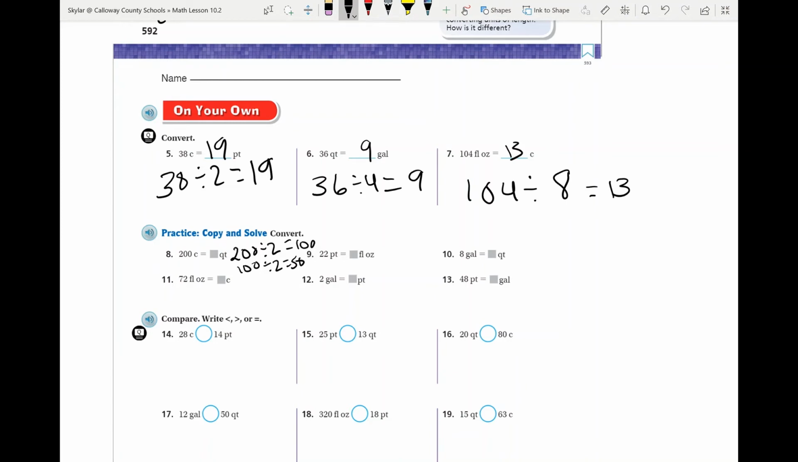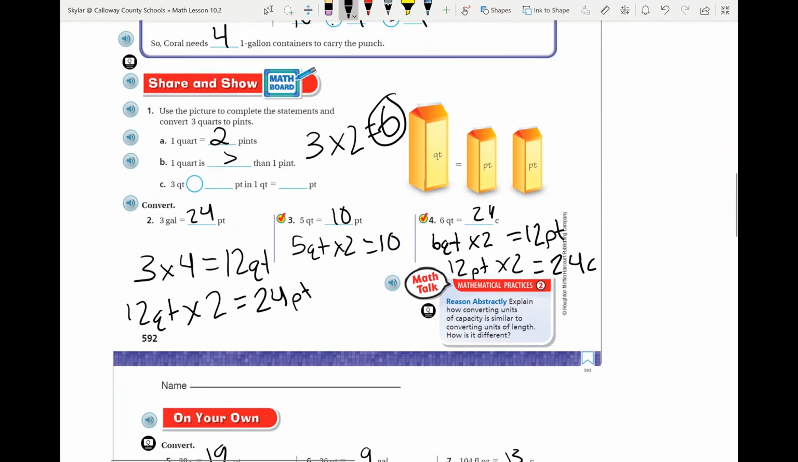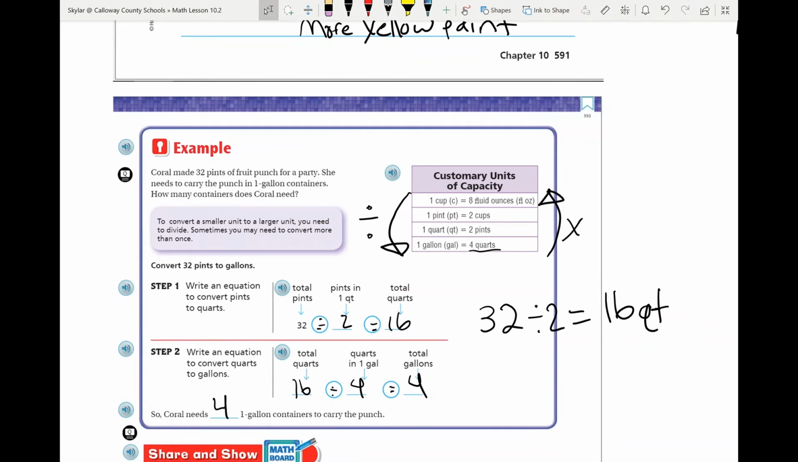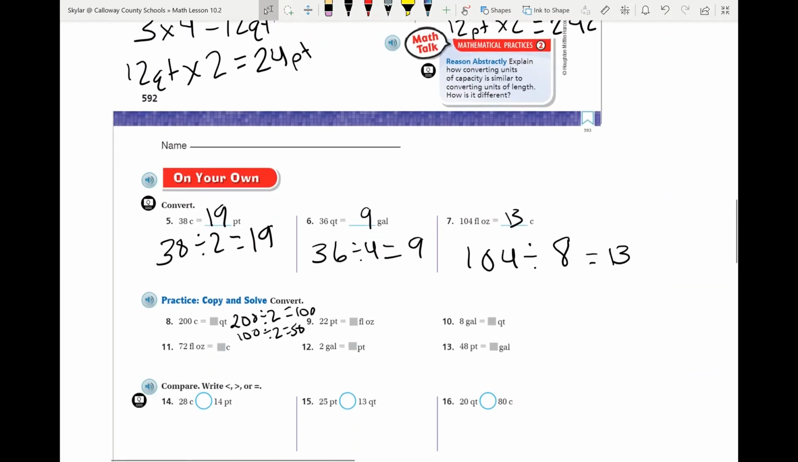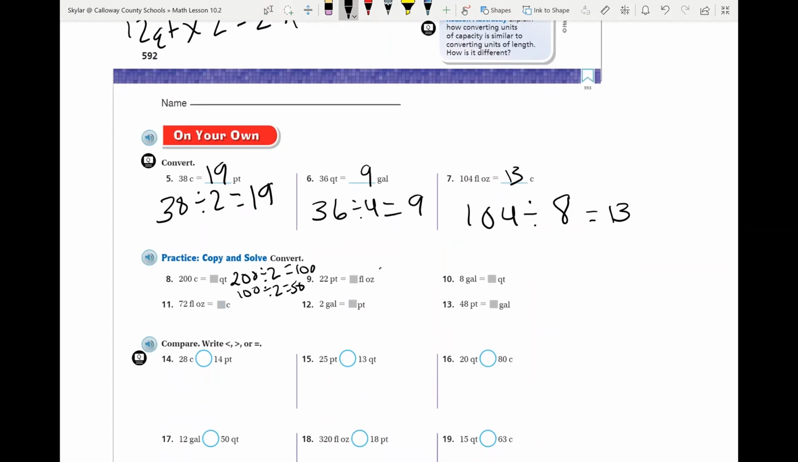Same thing with number 9, except we've got a little bit harder math to do here. Number 9, we're going from pints to fluid ounces. We are moving up the chart. So that means we are going to need to multiply. So there are 2 pints in a cup, so times 2 gives us 44. And then there are 8 ounces in a cup. So let's multiply that by 8. And that will give us 352.